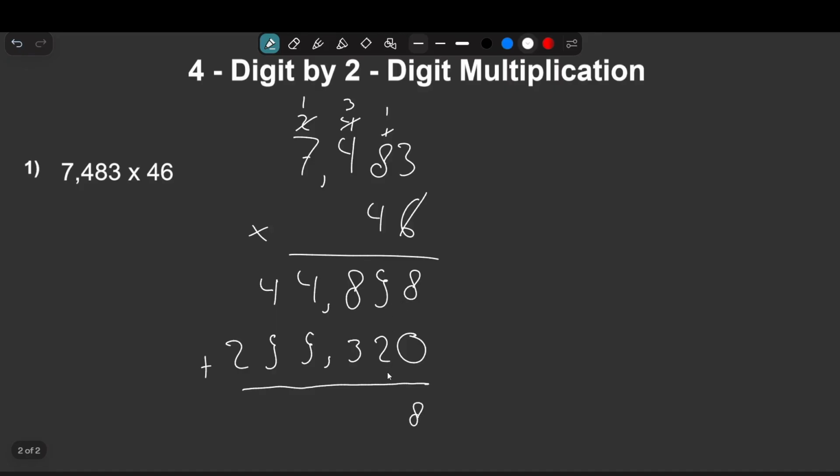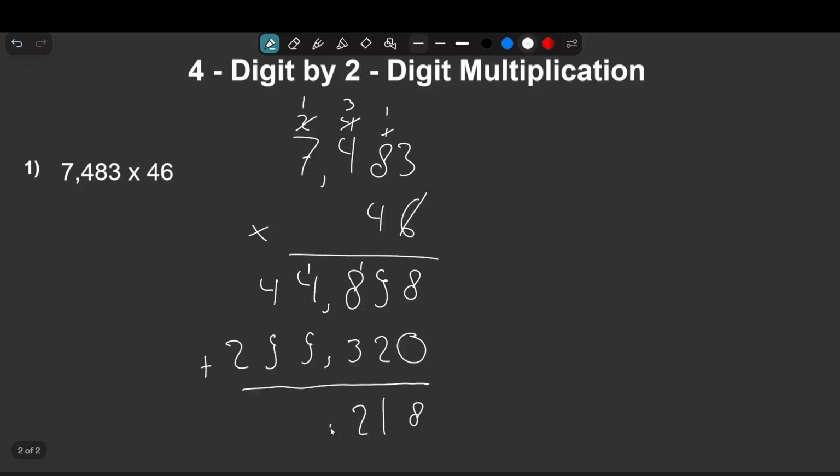9 plus 2 equals, no, I mean 9 plus 2 equals 11. But we're going to write the 1 down here, and we're going to carry over the 1. So now we have 1 plus 8 equals 9 plus 3 equals 12. So we're writing the 2 down here, and we're carrying over the 1.